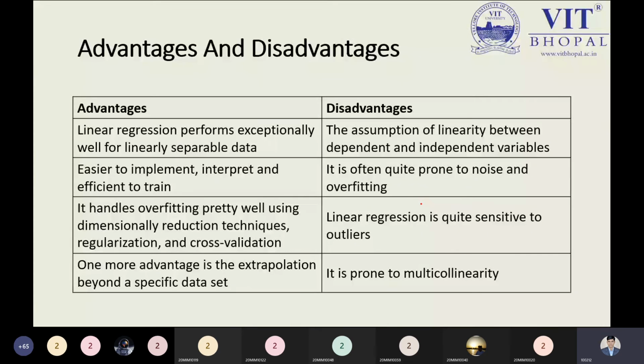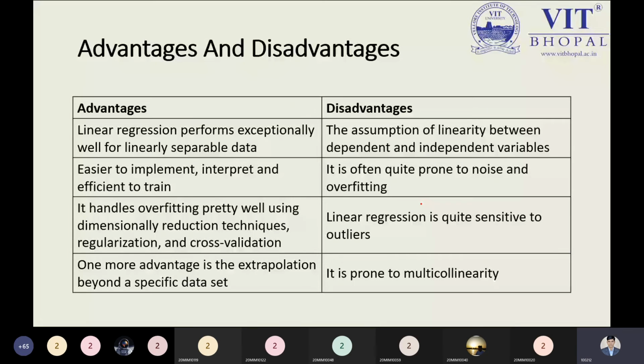So linear regression is quite sensitive to outliers. Outliers are sensitive information, those data points which are not close to our model. There is no guarantee every data point will be close to our model or fit to our line. So those data points which are not close to the line come under outliers. That is the point we have to understand.